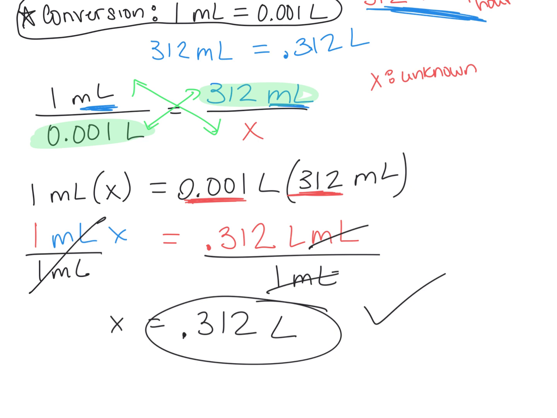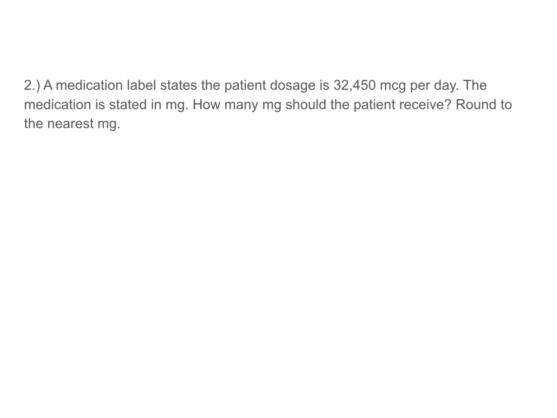All right, let's try another one. A medication states the patient dosage is 32,450 micrograms per day. The medication is stated in milligrams. How many milligrams should the patient receive? Round to the nearest milligram. I need to use the fact that 1 microgram is equal to 0.001 milligrams. I'm going to use this from that sheet.